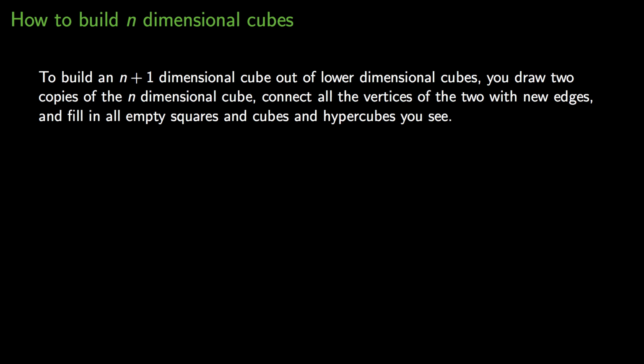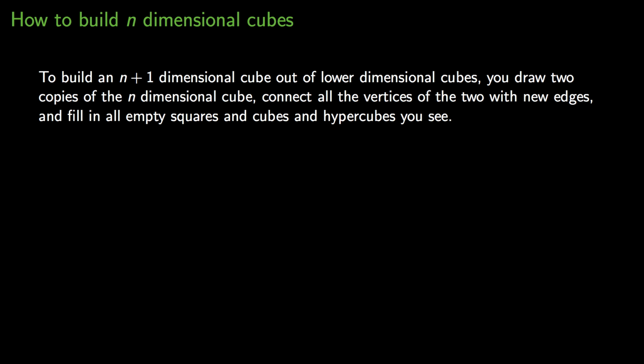The second way that we are going to try to understand 4D cubes is to talk about how to build them out of lower dimensional cubes. Here is the algorithm that we can use to build a cube of any amount of dimensions that we want. What you do is you draw two copies of the lower dimension cube, one dimension lower, and then you connect all of the corresponding vertices of those two with new edges.